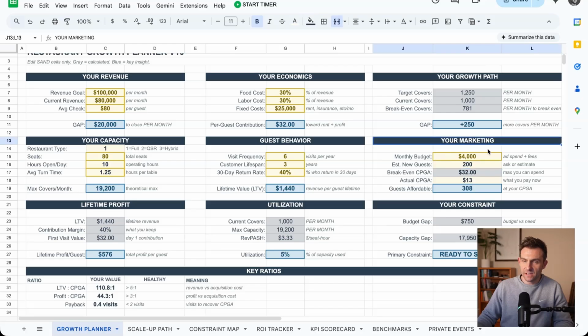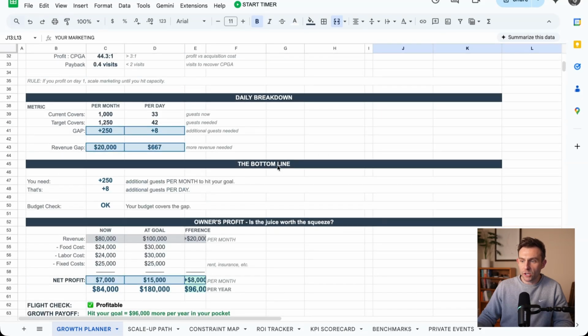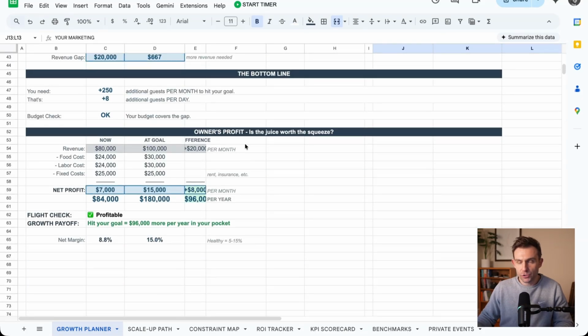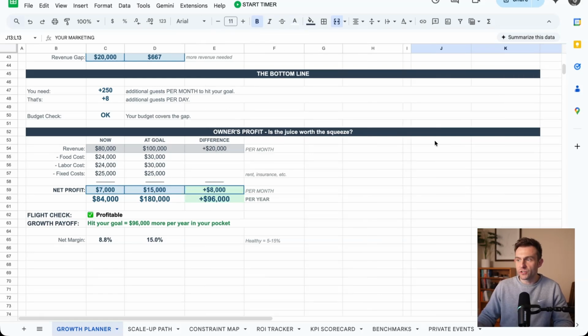Now, we'll come back to this in a moment, but before that, I just kind of want to go down here to this section, the owner's profit section. I think that this is really important because it helps you understand if the juice is worth the squeeze. It shows you the actual money that hits your pocket, not revenue, actual profit.